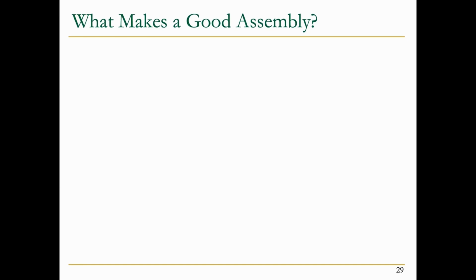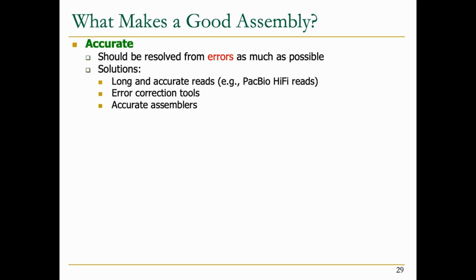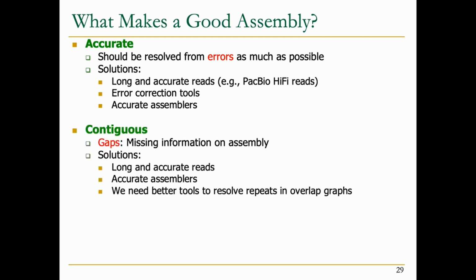So what helps us to make a good assembly? First, we want our reads and the assembly to be as accurate as possible. So the assembly and the reads should be free from errors as much as possible. And there are certain solutions for that. For example, we can use long and accurate reads. PacBio HiFi reads are relatively recent compared to other sequencing technologies. There are recent approaches to achieve that. We can use error correction tools. We can use accurate assemblers rather than fast and quick ones, if your goal is of course to generate the most accurate one.